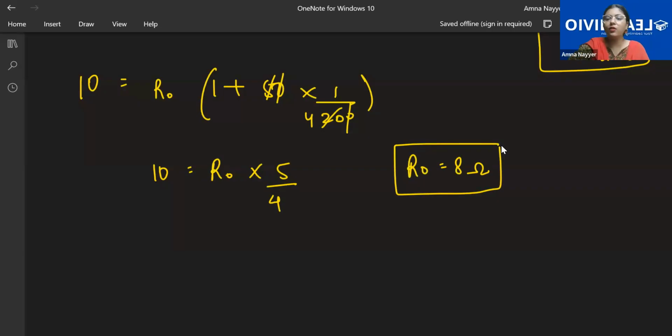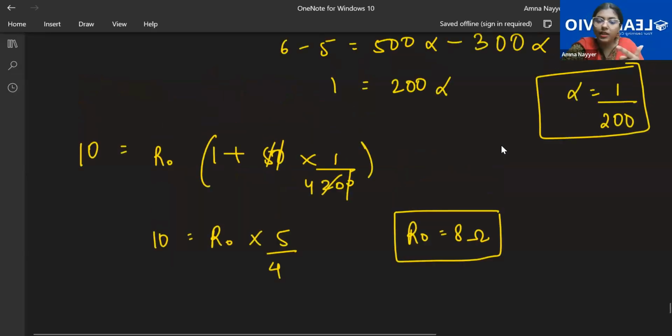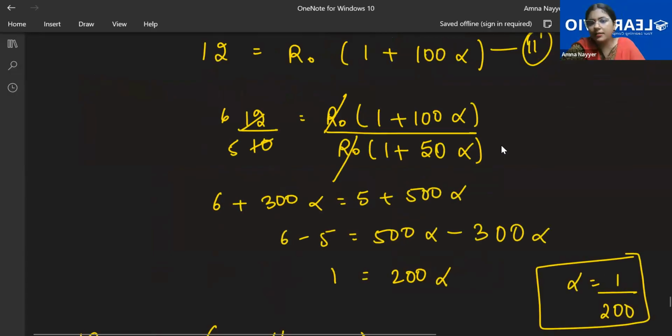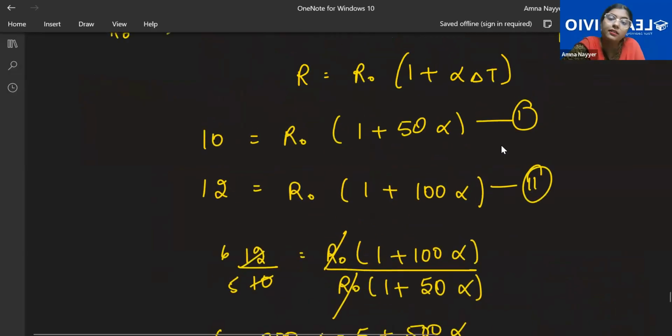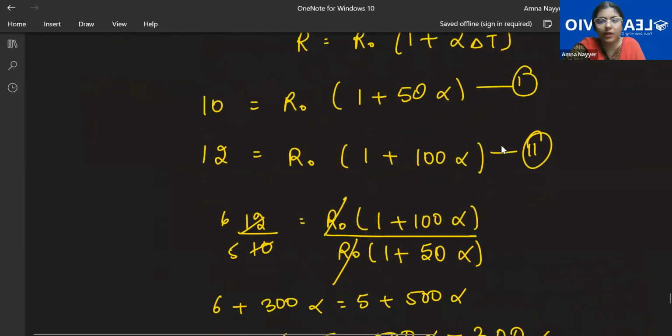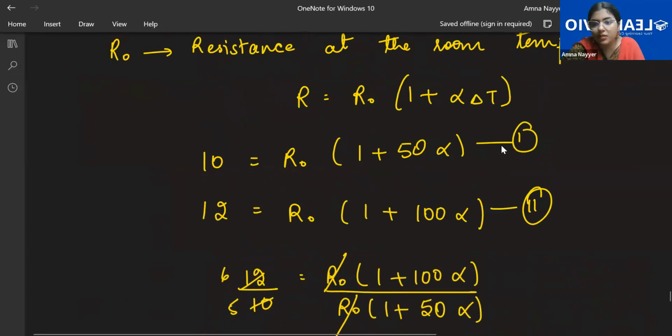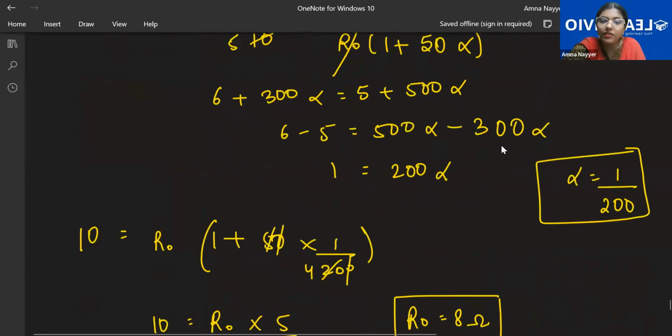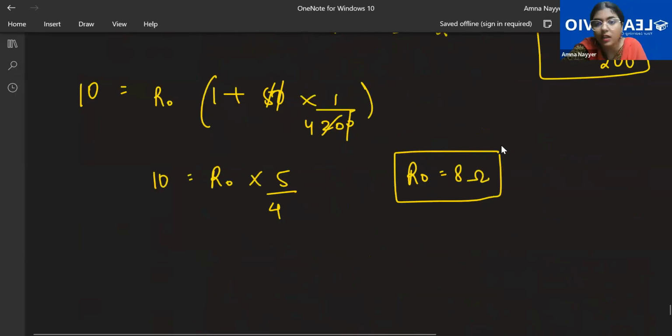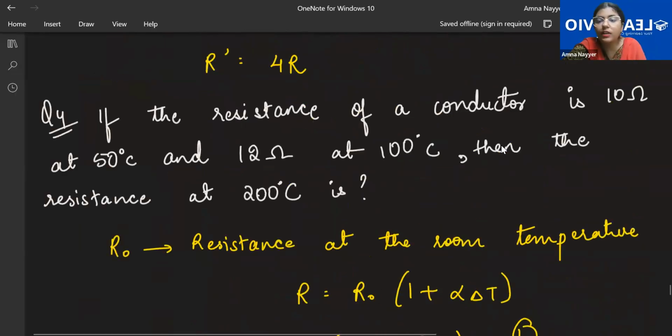Now we have the value of R naught. So see, Justine, you have the value of R naught now. You have the value of alpha now. Now for any temperature that is given, you will be able to calculate its resistance, because basically you required the room temperature and the alpha that was missing from this question. What have we done? We have made two equations where R naught and alpha both were missing. So using them, we have calculated the value of alpha and the value of R naught. Now using these data, we are going to calculate the value of the resistance at 200 degrees Celsius.